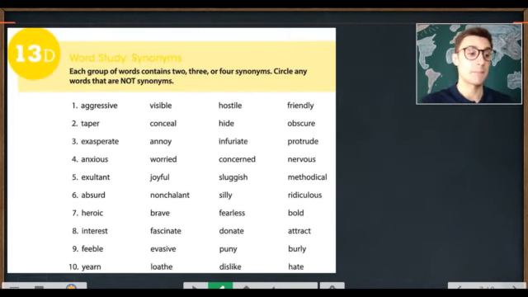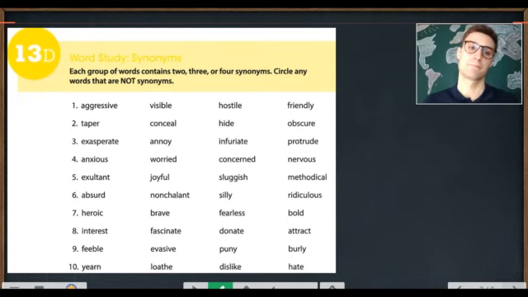Great. Next up, it's activity 13D. First, let's read the instruction. Word study, synonyms. Each group of words contains 2, 3, or 4 synonyms. Circle any words that are not synonyms. What's a synonym again? Yes, it's a word with the same or similar meaning.